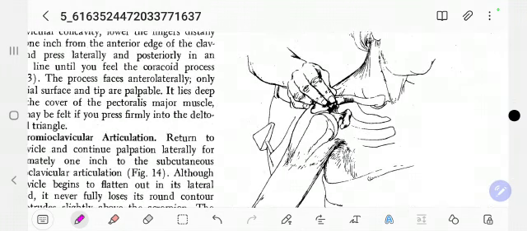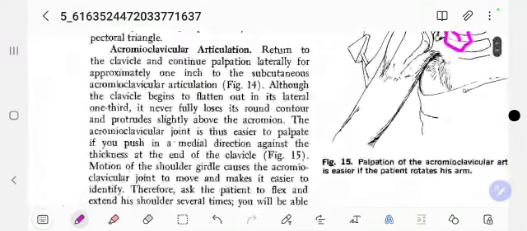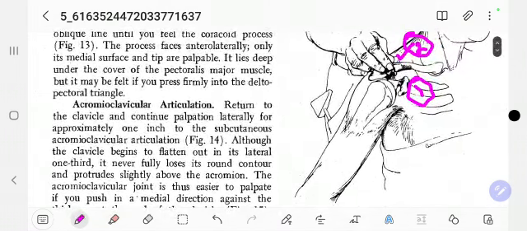Now, the second important structure which you palpate here is the acromioclavicular articulation. The first structure was the coracoid. Return to the clavicle, and continue palpation laterally for 1 inch to the subcutaneous acromioclavicular articulation. The clavicle begins to flatten out in its lateral third. It never fully loses its rounded contour and protrudes slightly above the acromion.